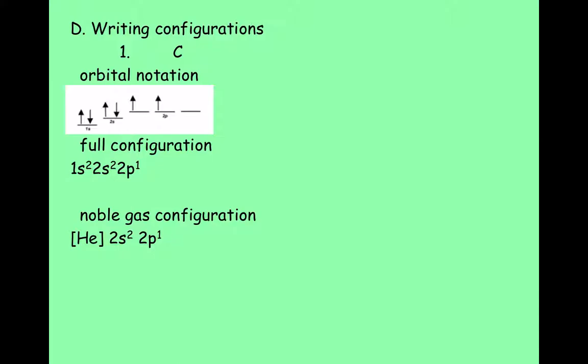Now, with this particular problem, it didn't save us much time writing helium instead of the full configuration, but that will save us some time later. So we'll try calcium. And I really encourage you to try this problem on your own and then check the answer. So maybe pause the video, get the orbital notation, the full configuration, and the noble gas configuration, and then check your answer.